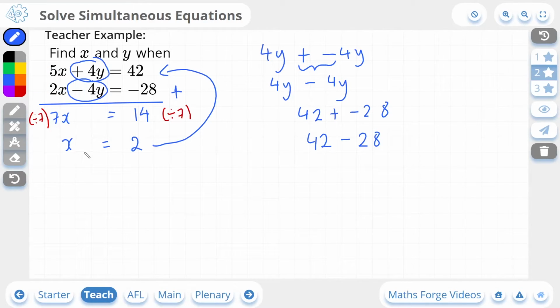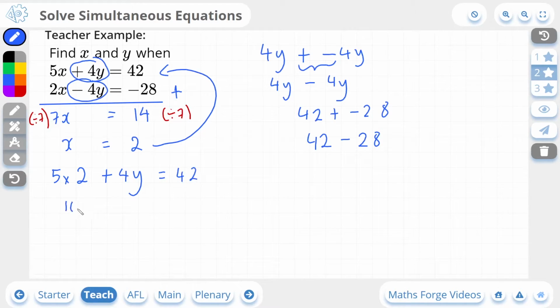The equation I'm going to choose to substitute x equals 2 into is the top one, as the bottom equation has some negative values and I prefer to work with positive values. So we're going to write down our first equation here, 5x plus 4y is equal to 42. 5x, but instead of x, I'm going to write down the value that we found for x, which is 2. And then we're going to have plus 4y, and this is equal to 42.